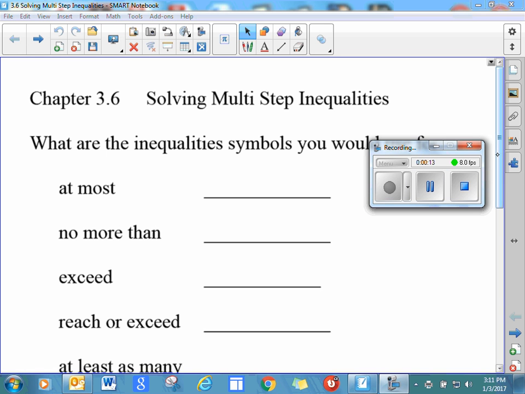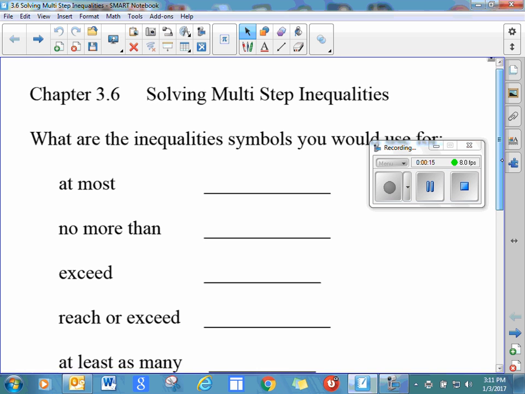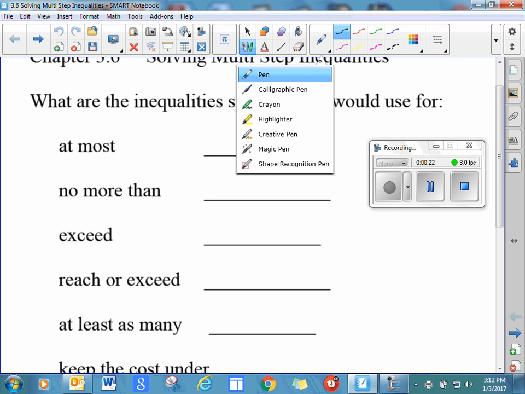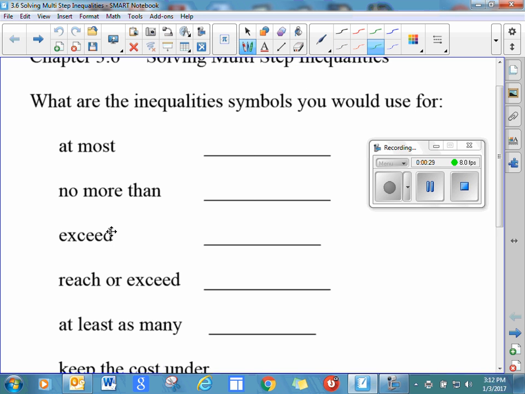I want to review some of these inequality English words that we've talked about before, just to review when you're writing an inequality from a word problem. Recognizing what inequality symbol to use is based on these words over here on the left. So if something is at most, it is less than or equal to. It cannot be greater than. No more than, same thing, less than or equal to. Two different ways to say the exact same thing.